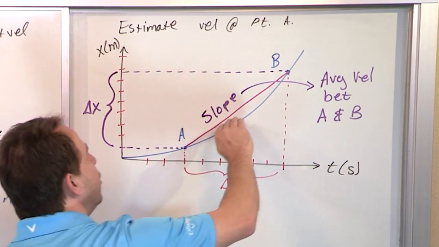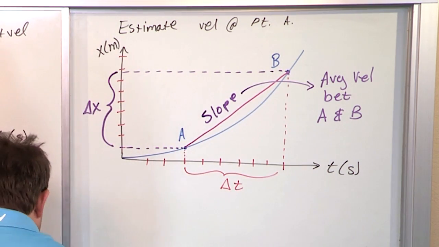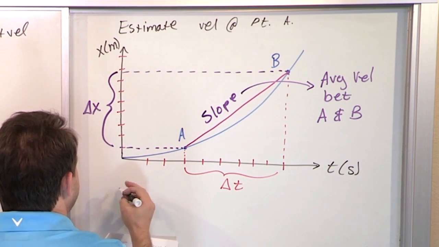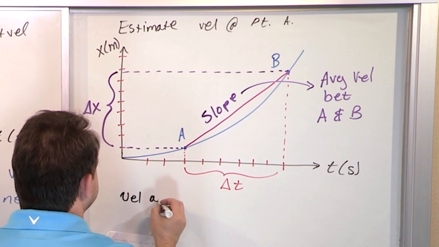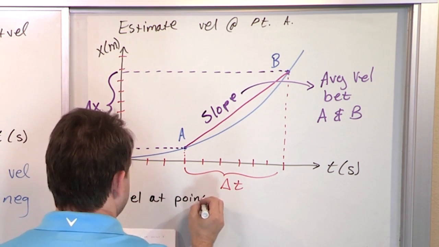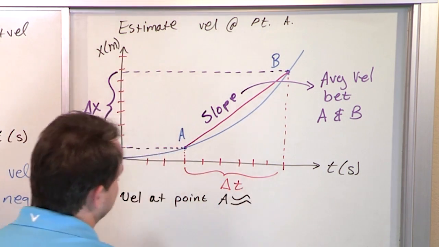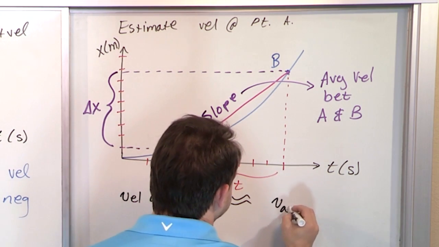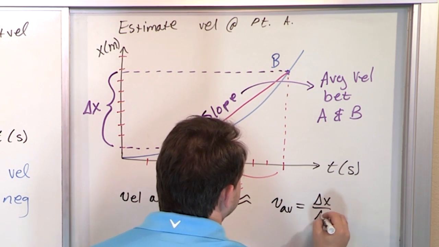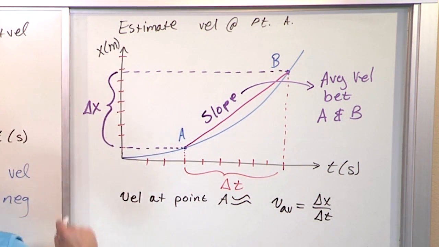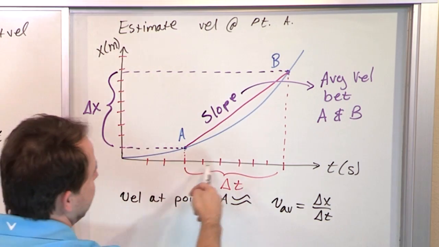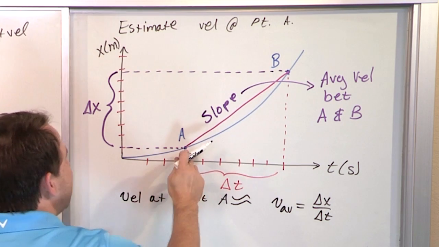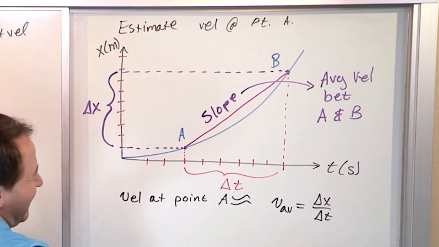So I'm going to calculate the slope of this pink line right here. How do I do it? Well, I do it the same way I do all of these things. I basically say the velocity at point A is approximately equal to, as a really, really rough approximation, the average velocity, delta x over delta t. So let's say 6 meters of distance and 7 seconds of time. You divide them, and that's an average velocity. That's the slope of the pink line. It's not really close, but at least it's kind of sort of close.